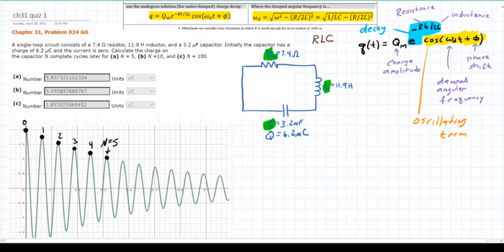So there you go. I don't need the decay term if there's no energy loss. On the other hand, I don't need the oscillating term if there's no bouncing back and forth. But in this case, I need both of them, because that inductor and capacitor are playing that game of hot potato, throwing energy back and forth. So I need both of these terms. All right, so now that we're familiar with this expression, let's figure out what happens after 5 bounces. So step number one.